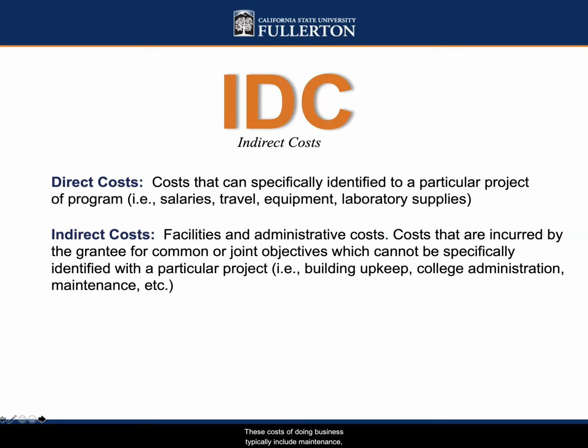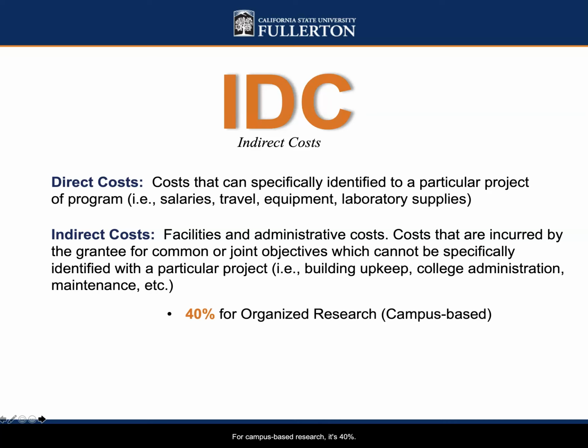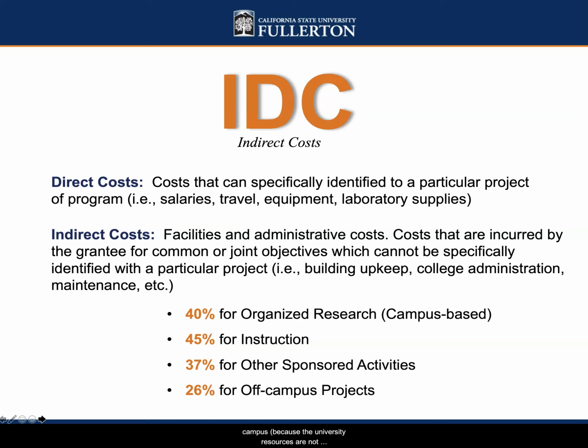These costs of doing business typically include maintenance, utilities, and research administration, as they are common expenses that can't be allocated to a specific project. The university has negotiated an established IDC rate that it includes on grants to help cover these costs. For campus-based research, it's 40%. For instruction or designing curriculum, it's 45%. For other sponsored activities like contracts, it's 37%. And for projects administered off campus, because the university resources are not being depleted, it's 26%.